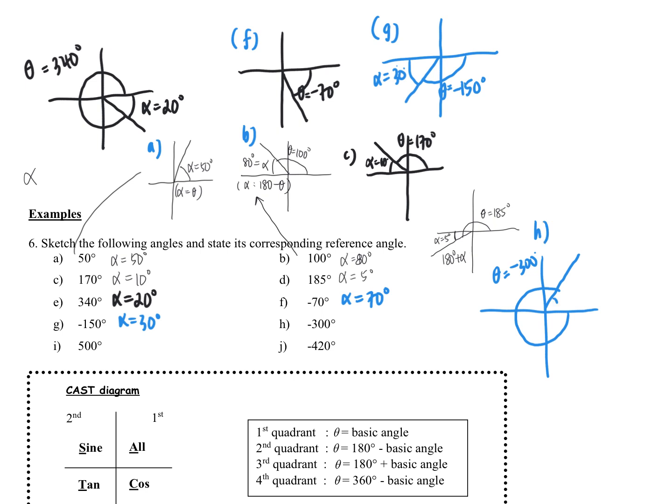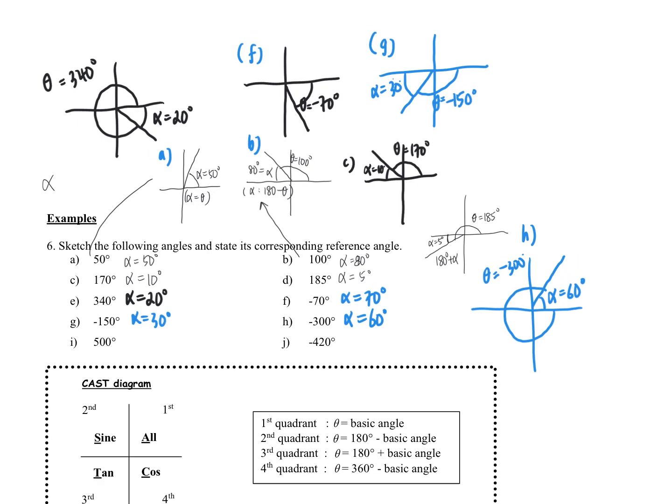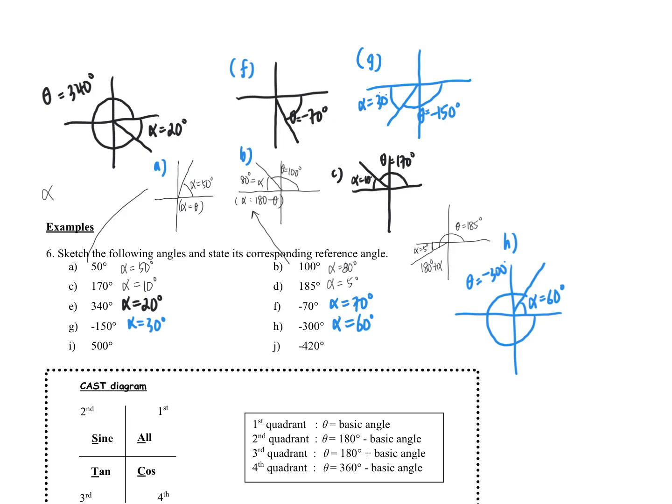So the basic angle is still 60. Basic angle doesn't care about your sign. 500 goes into a second revolution already, second round. So it doesn't matter, even if it's the second round, don't be scared.